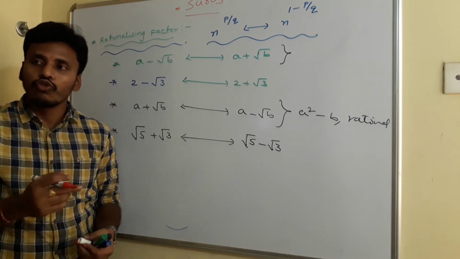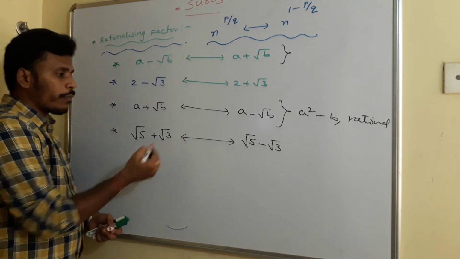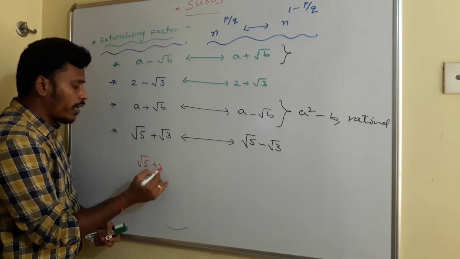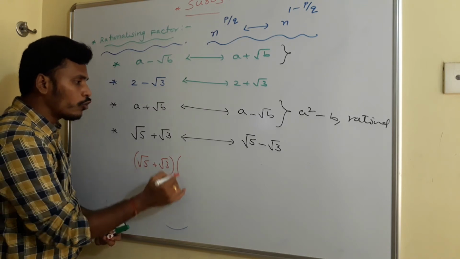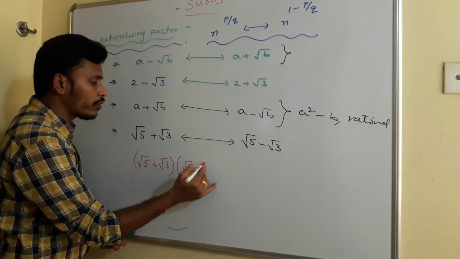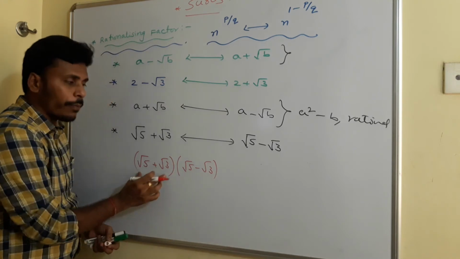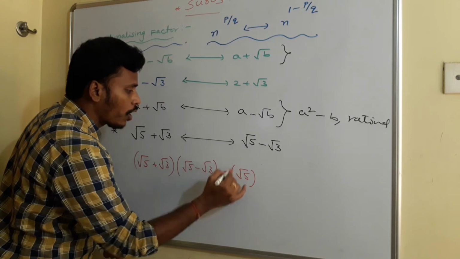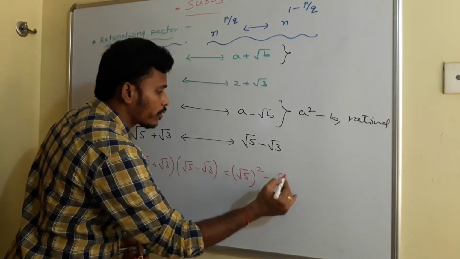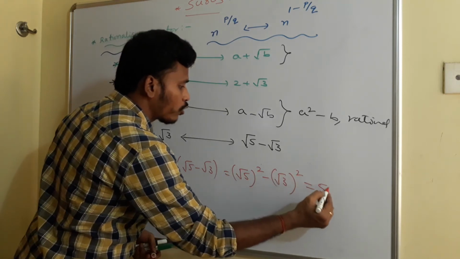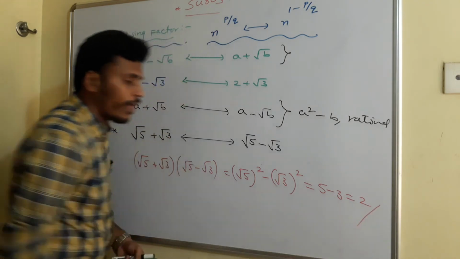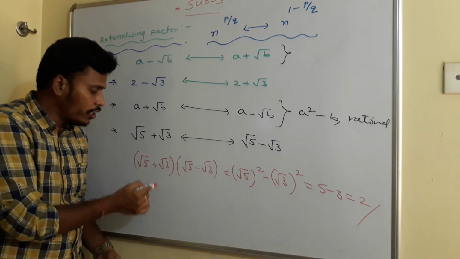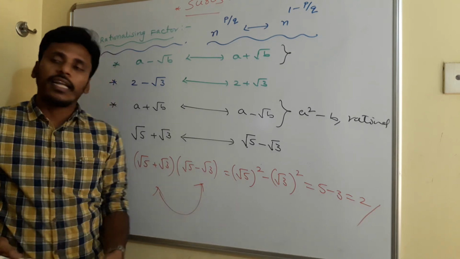Not rational, you have to think once again. See, root 5 plus root 3 and root 5 minus root 3. Just multiply these two things. Root 5 plus root 3 into root 5 minus root 3. The product is in the form of a plus b into a minus b. And if you multiply, it becomes a square minus b square, root 5 square minus root 3 square, and the result is equals to 5 minus 3, which is equals to 2, a rational number. Since by multiplying these two, you are getting a rational number, these two are mentioned as the rationalizing factors for one another.